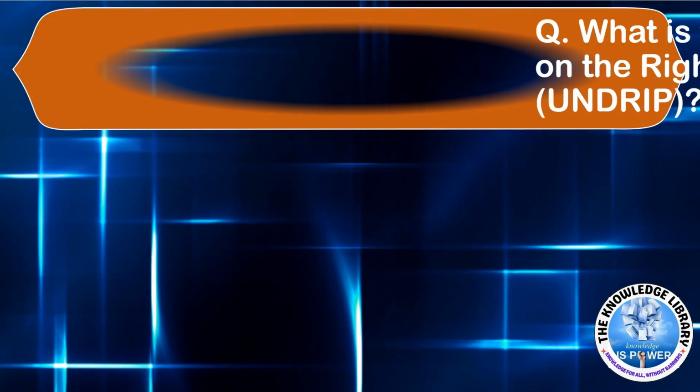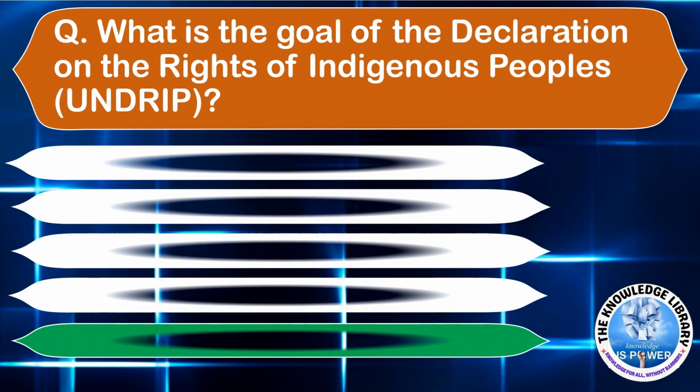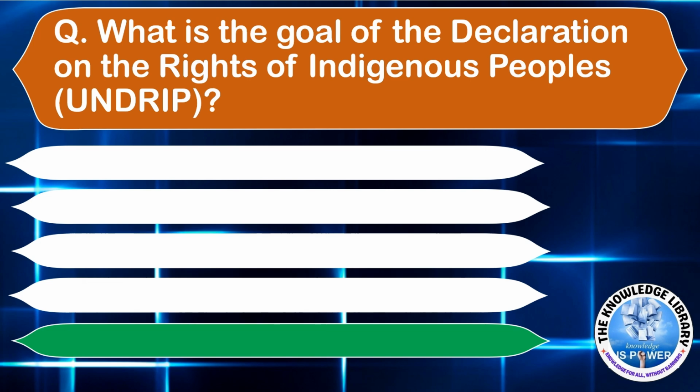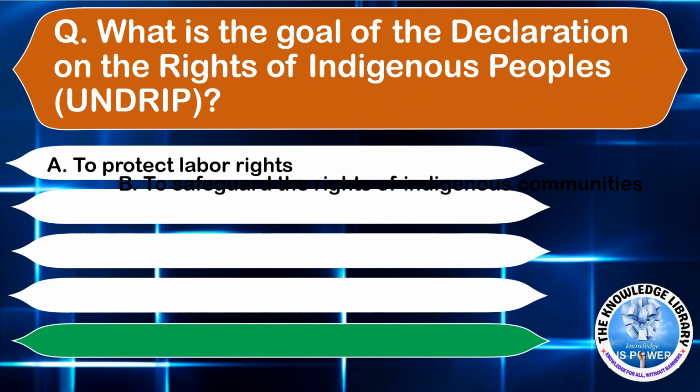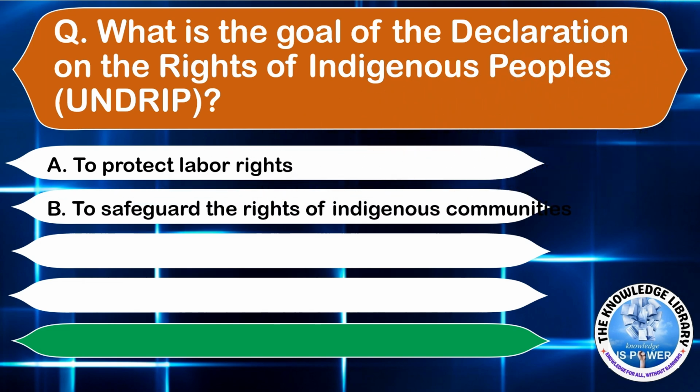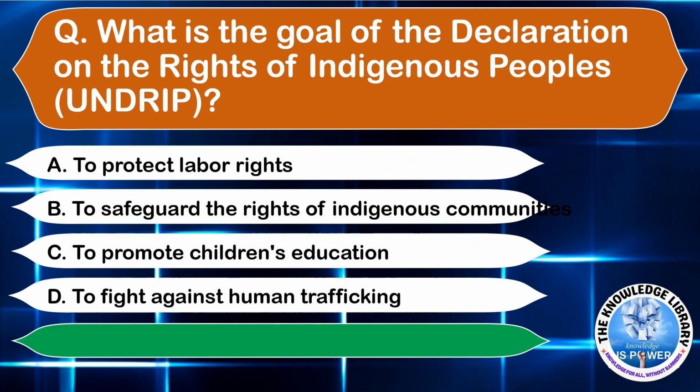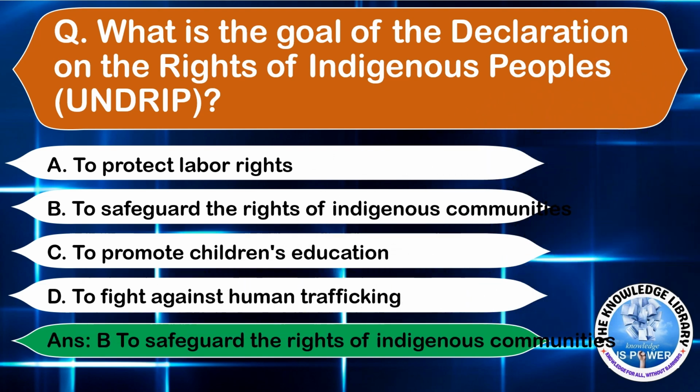Next question is, what is the goal of the Declaration on the Rights of Indigenous Peoples? Option A, to protect labor rights. Option B, to safeguard the rights of indigenous communities. Option C, to promote children's education. Option D, to fight against human trafficking. Correct answer is option B, to safeguard the rights of indigenous communities.